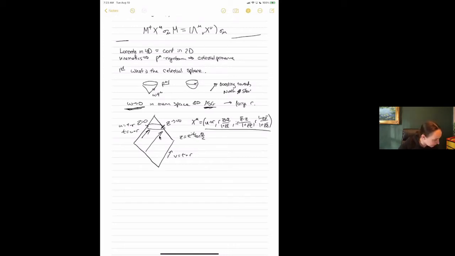So I have u is t minus r, v is t plus r. Now I'm going to take these coordinates and rescale them. I define a coordinate capital U as follows, and then capital V as follows. Effectively all I'm doing is saying that I have a finite coordinate range, from -pi/2 to pi/2 for each of these big U's and V's. And so that's why I can literally draw it on a diagram.